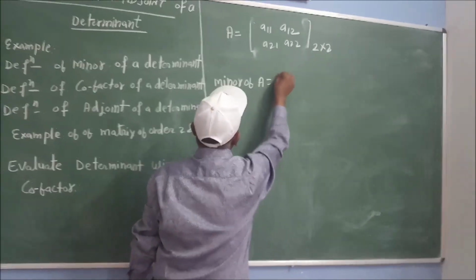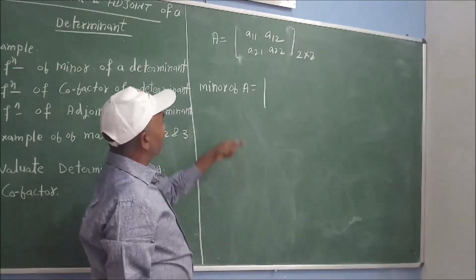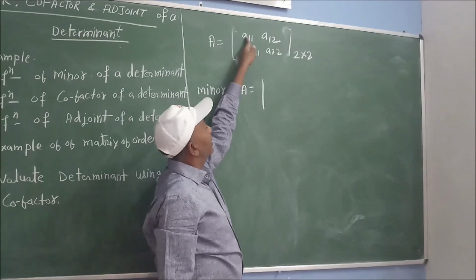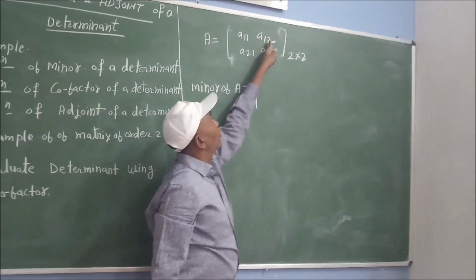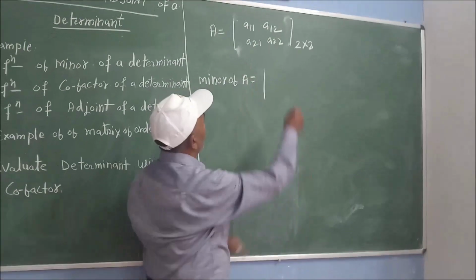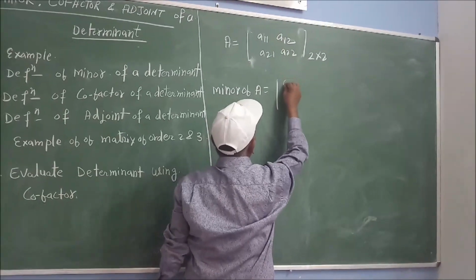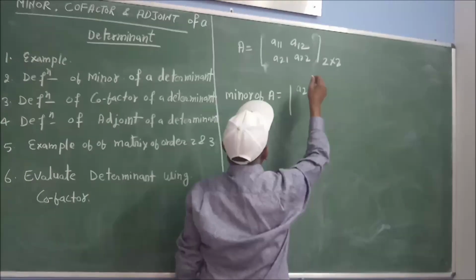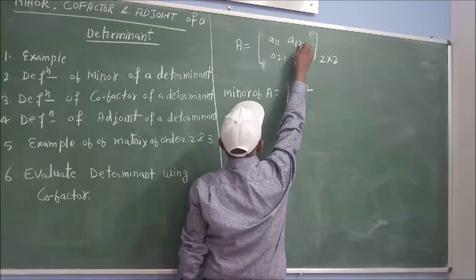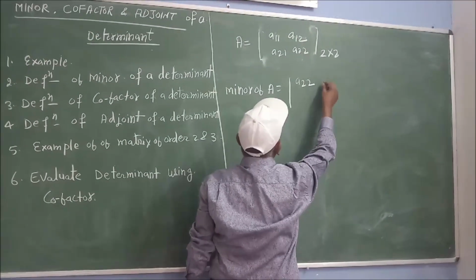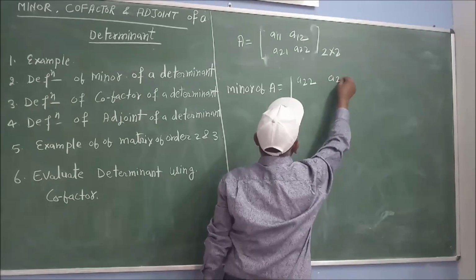What we have to do? First we calculate the minor of the element A11. For 11 we have to delete row 1 and column 1, so we will get A22. Again, for the element at position 1 and 2, we will get A21. So here will be A21.